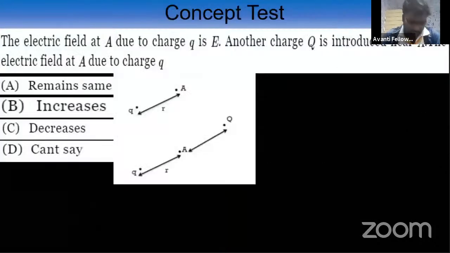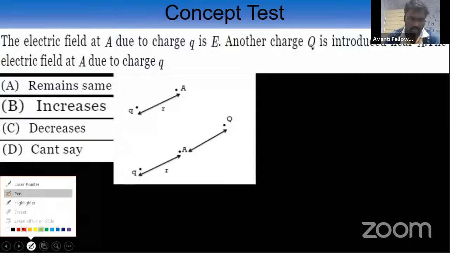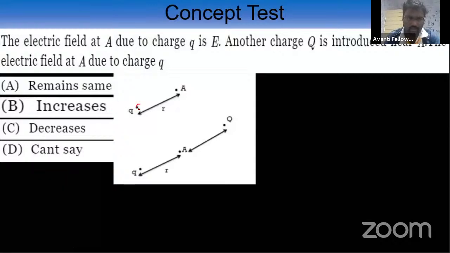Okay guys, if you have understood that, try to answer this question. The first question goes like, the electric field at A due to charge Q is E. I think we solved a similar question some time ago. I have a charge Q here, and because of this charge Q at point A, my electric field is E.